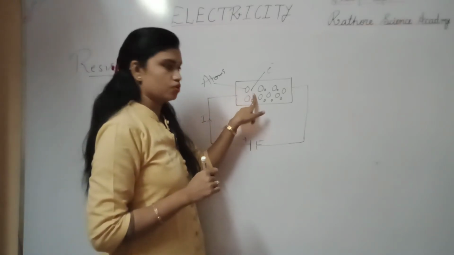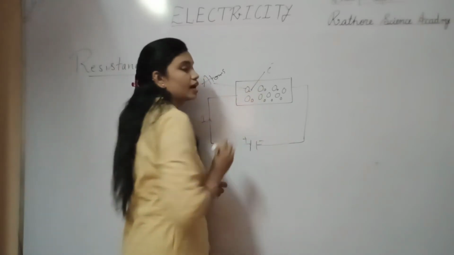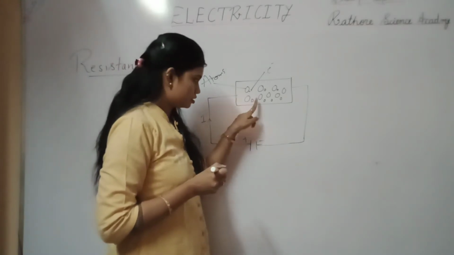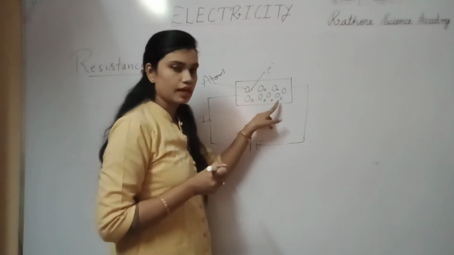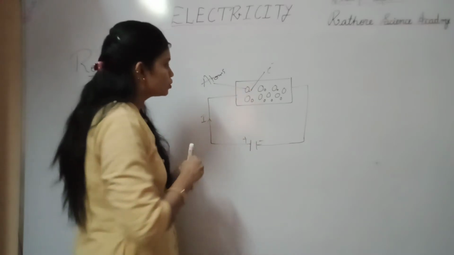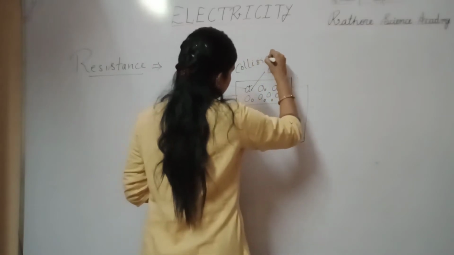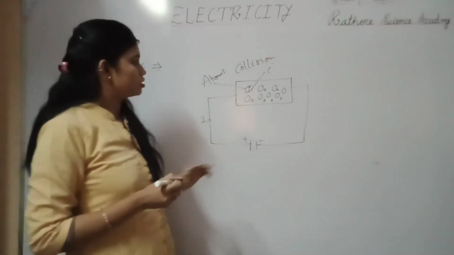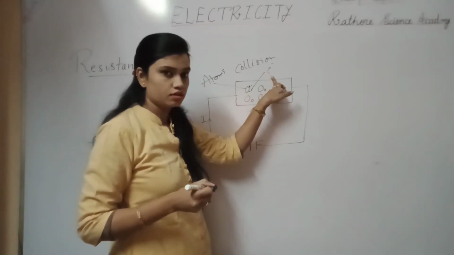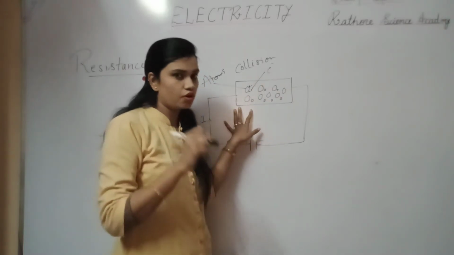Some electrons will definitely collide with atoms, right? When it is attached to a circuit, among these free electrons, some of the electrons will definitely collide with atoms. And due to this collision, the movement of the electron will stop, right? So the definition will be the opposition of electron.